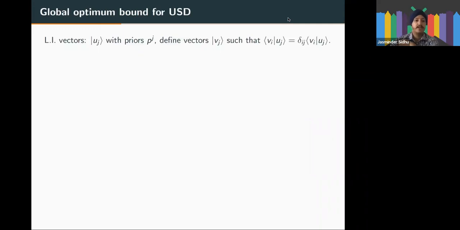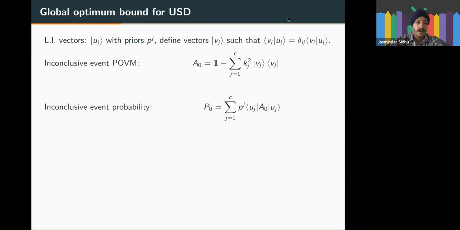To first define what the global optimal bound is for unambiguous state discrimination, consider linearly independent vectors uj with some prior pj. We define the vectors v such that they satisfy the inner product, and from this we construct our POVM measurements. We can use this to define what our inconclusive event POVM is. It's just 1 minus that. And the inconclusive event probability then follows. Now, this is the quantity that we want to minimize.